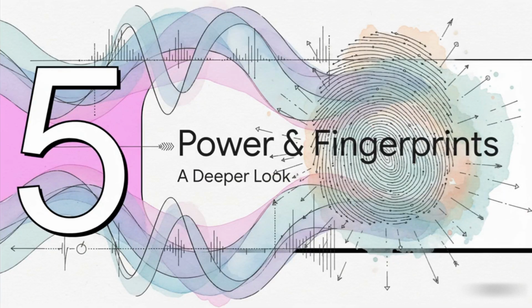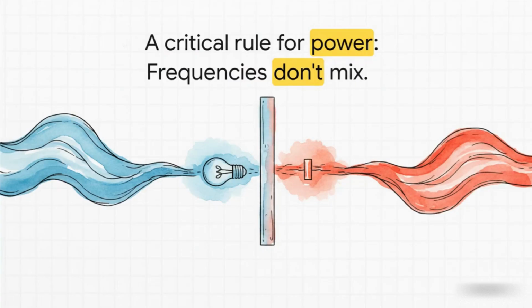Now, what's cool is that this method gives us more than just the output waveform. It also lets us understand 2 other really important things: how power gets delivered in the circuit, and what we might call the signal's frequency fingerprint. When we start talking about the average power in a circuit like this, there is one absolutely critical rule that you have to remember. And that rule is different frequencies do not mix. They stay in their own lanes.